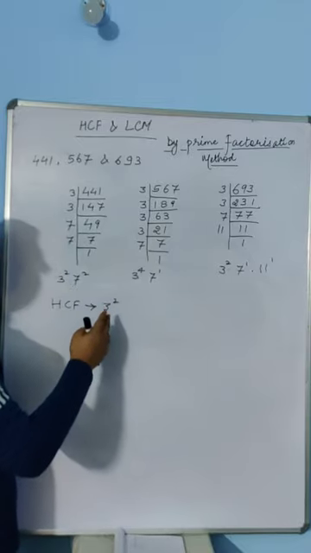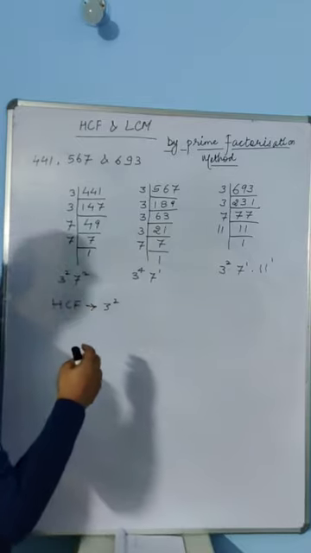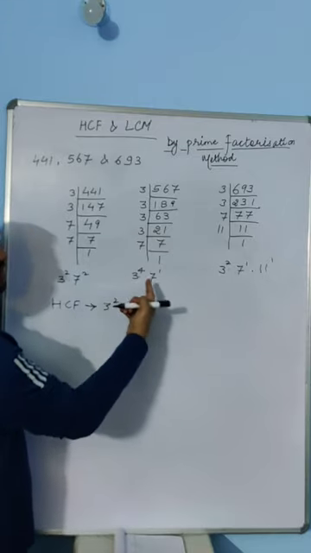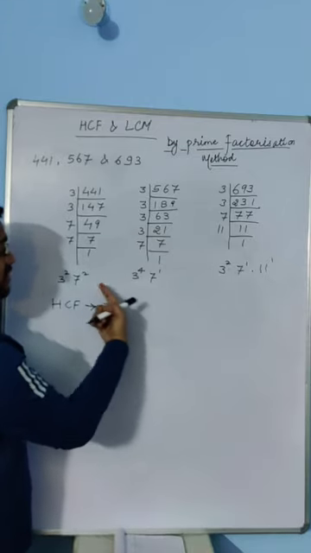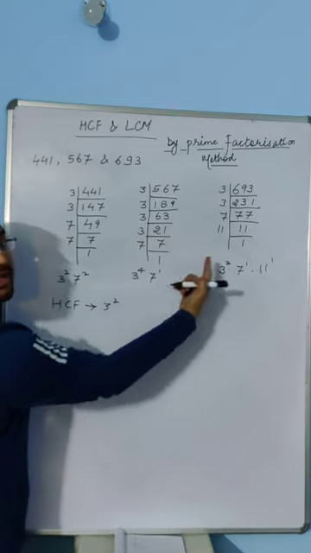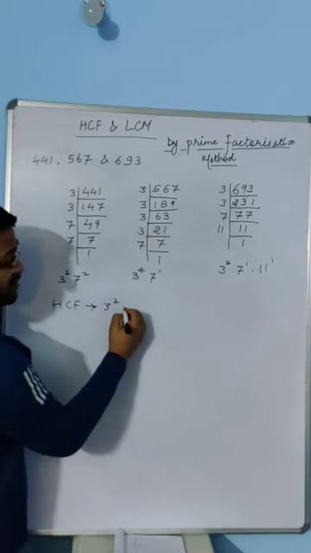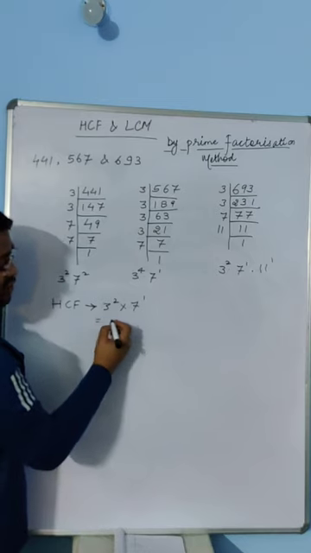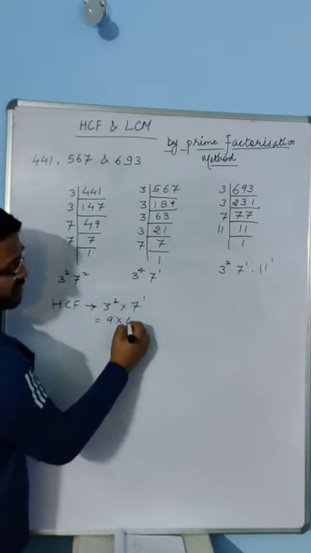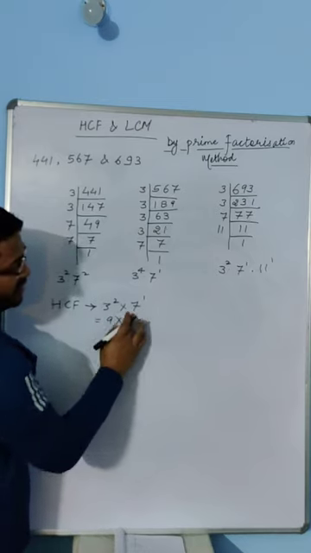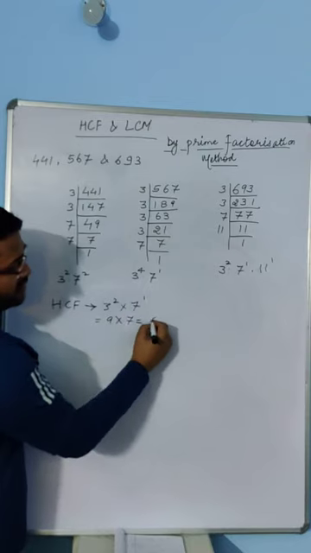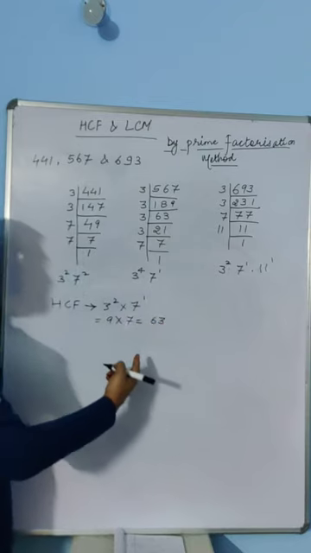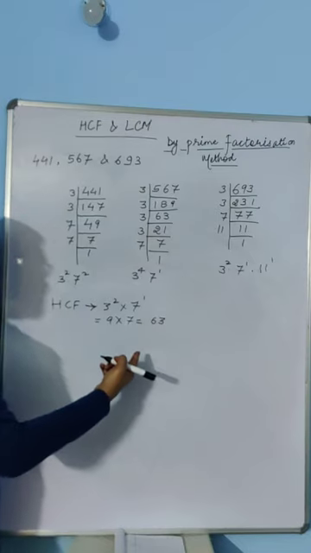Now 7. What is the minimum available power of 7? Here is 7 square, 7 to the power 1 and 7 to the power 1. So the minimum available power is 7 to the power 1. When I solve this, 3 square is 9, and into 7 will give me 63. So the HCF of the three numbers is 63.